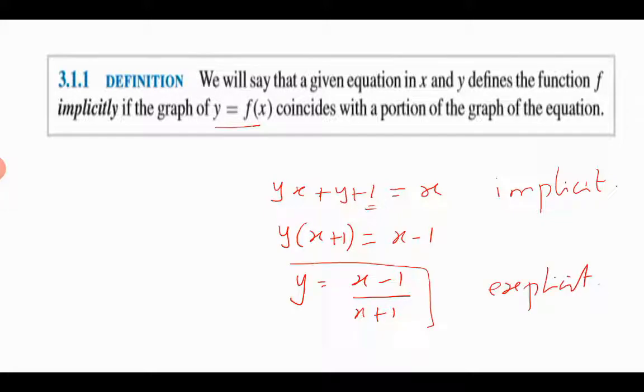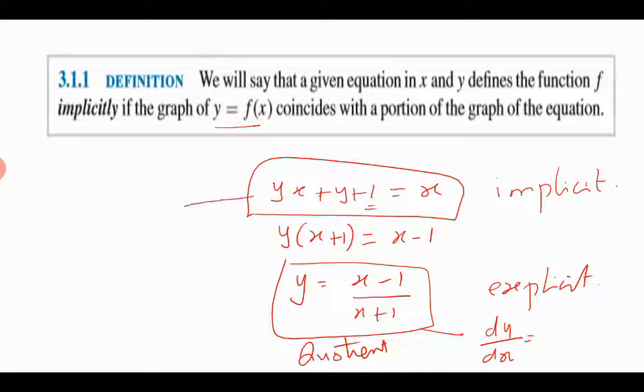In the case of explicit form, we can find dy by dx by using the quotient rule. You know how to differentiate this one. But if I give you the implicit form, how do we directly find dy by dx without changing into explicit form? That's what we are going to discuss in this chapter, right?